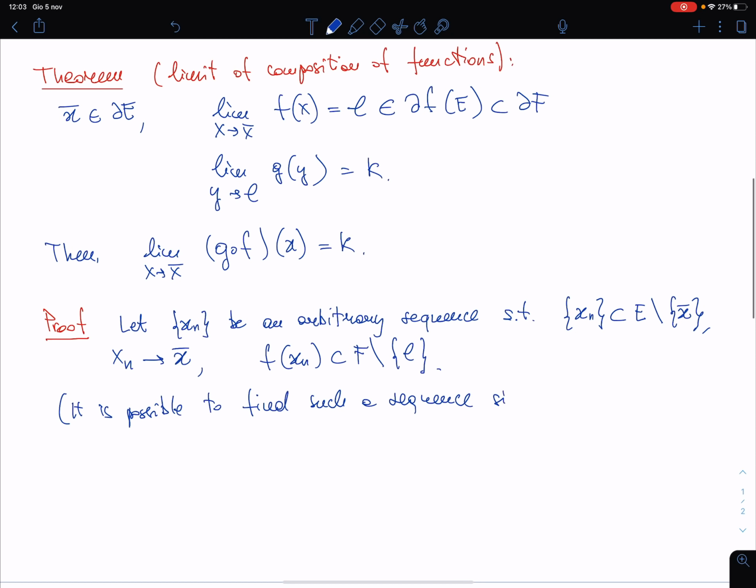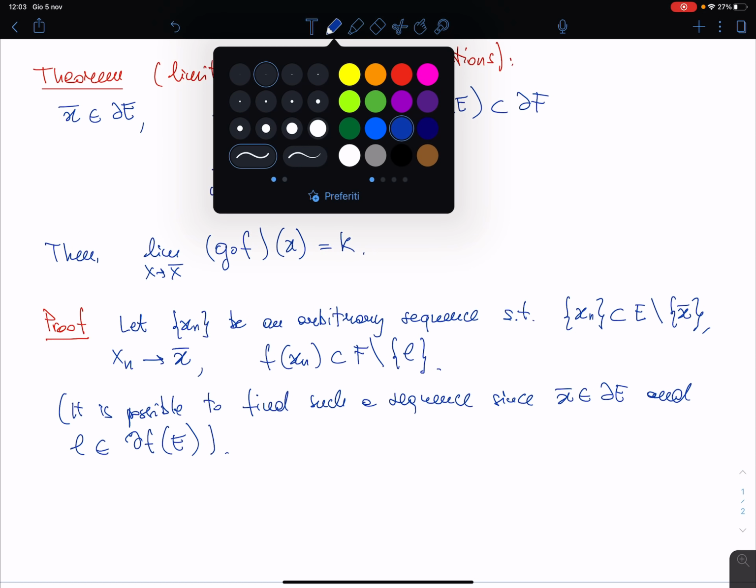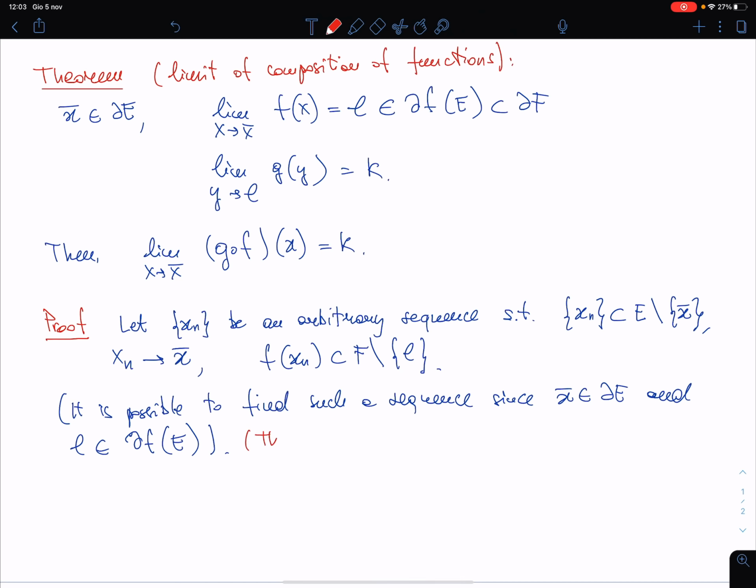Since on one side x bar is in DE, and on the other side L is an accumulation point of the image of f. So think of it, try to prove it, okay? Think of this point if you are not convinced. I prefer to go straight with the proof.